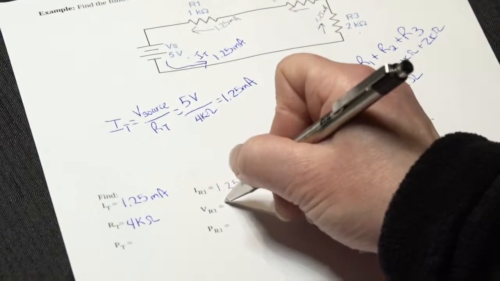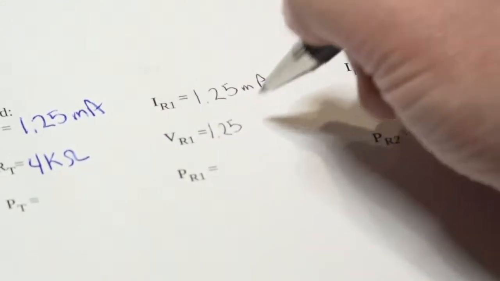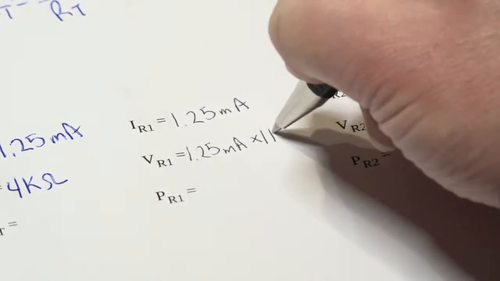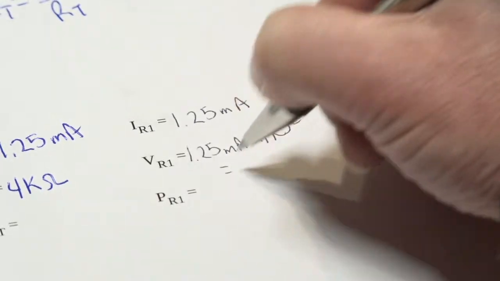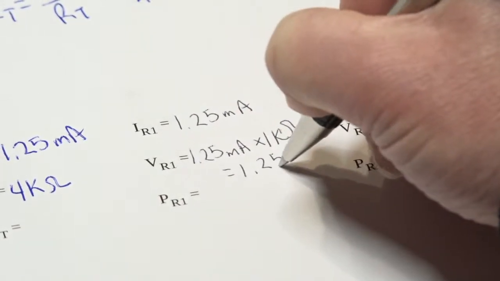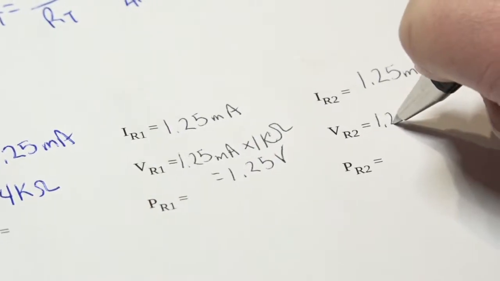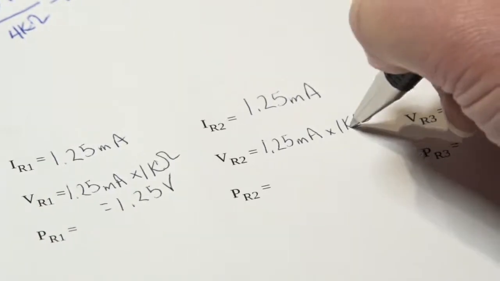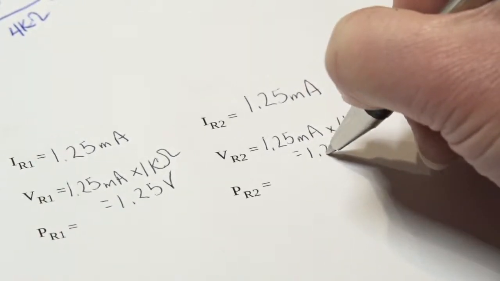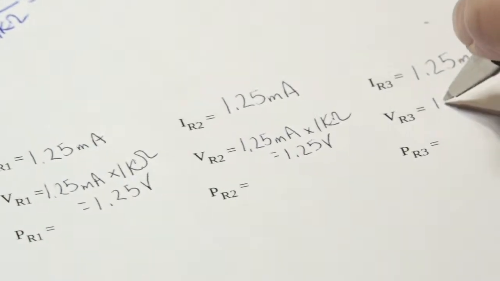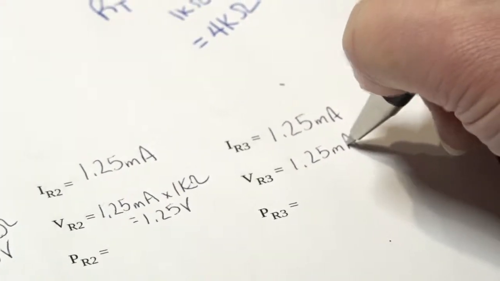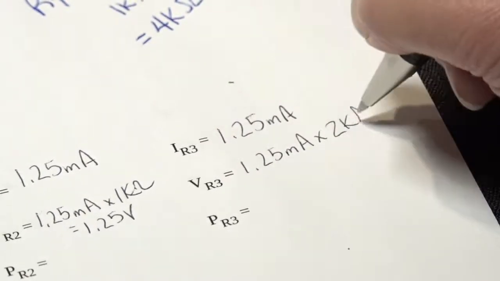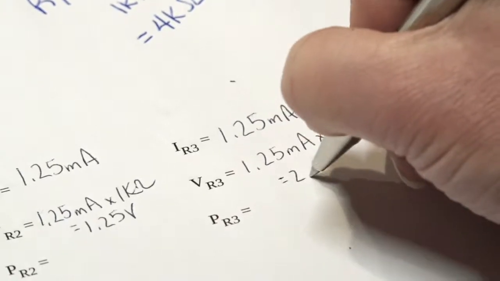So we take 1.25 milliamps times resistance 1, which is 1K ohm, and that gives us 1.25 volts. And 1.25 milliamps times 2K ohms, because it's our value for R3, gives us 2.5 volts.